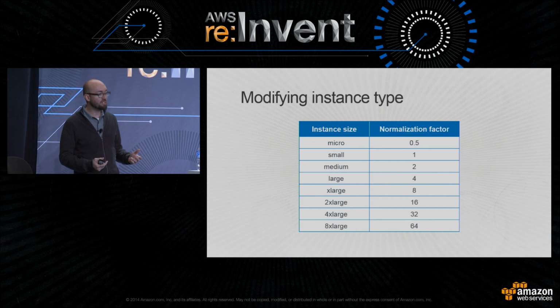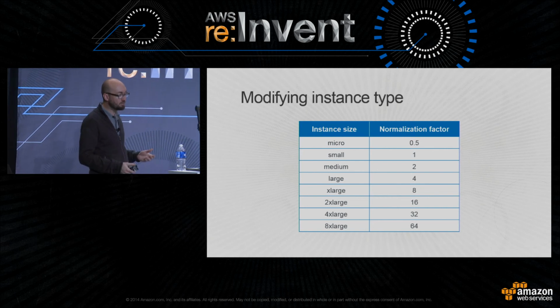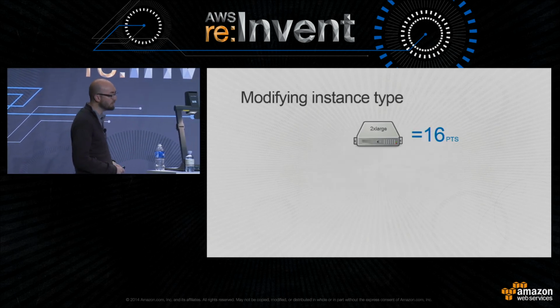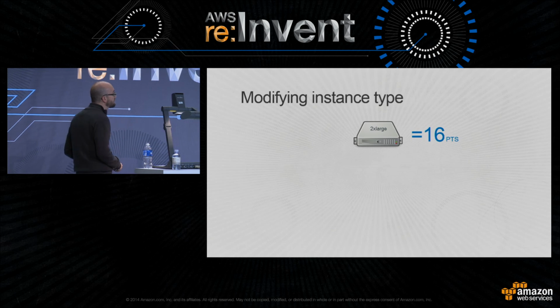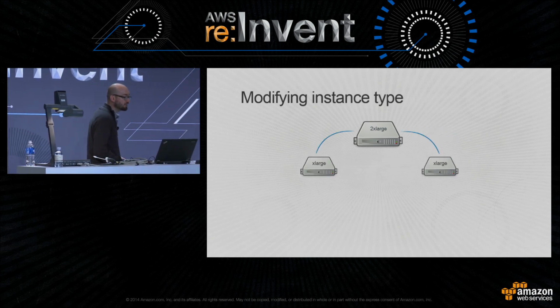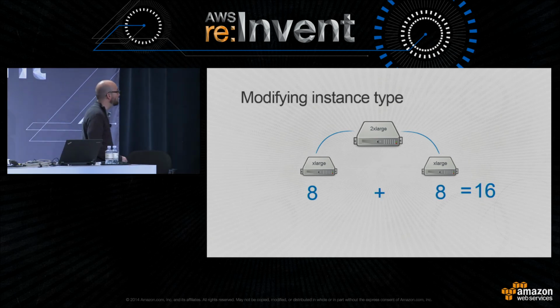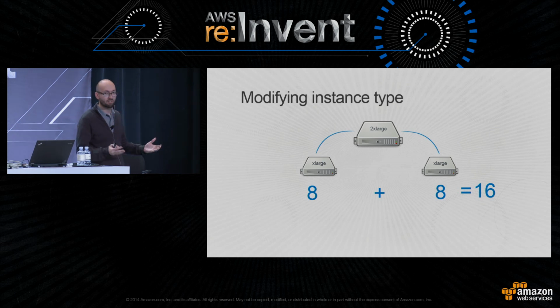So this is a point scheme that's divisible by the next size instance. A small is worth 1 point, a medium 2, etc. So what you can do with this is, let's say I've got a 2XL. It's worth 16 points or 16 units. I could convert that into 2 extra larges. And I could do that because those are 8 points each. 8 plus 8 equals 16.